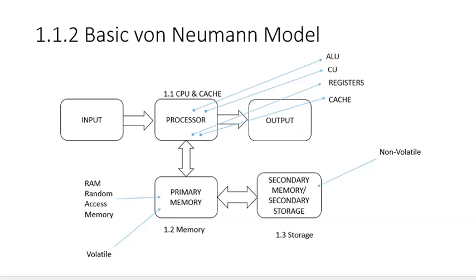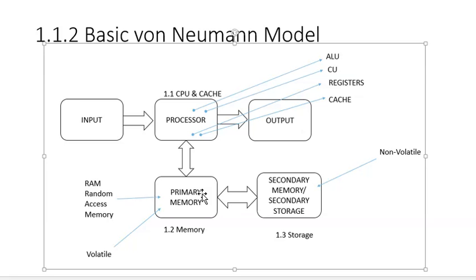Right, so here we have a very basic von Neumann computer model. We can see that the model has an input, outputs, and in between the input and output we have a processor. The processor is connected by a single bus system to the primary memory, which holds both data and instructions. This is also known as RAM, or random access memory. Secondary storage is non-volatile memory, which is designed to keep things much longer. And the primary components within the CPU are the ALU, the CU, the registers, and the cache.